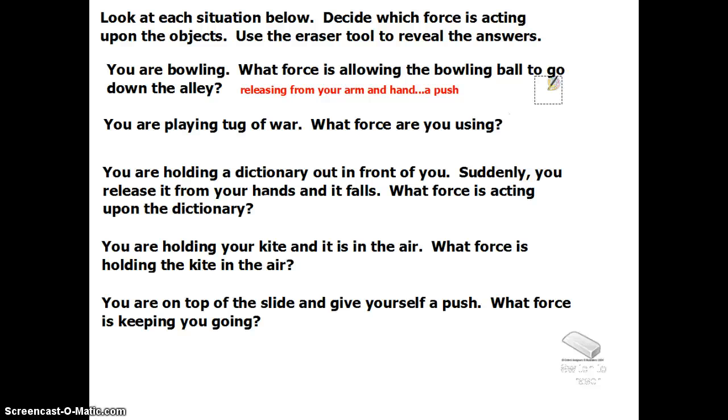Okay, so let's go to the next one. We're playing tug of war. What kind of force am I using? They talked about that one in the video. For that one, I'm using a pull. Good job.